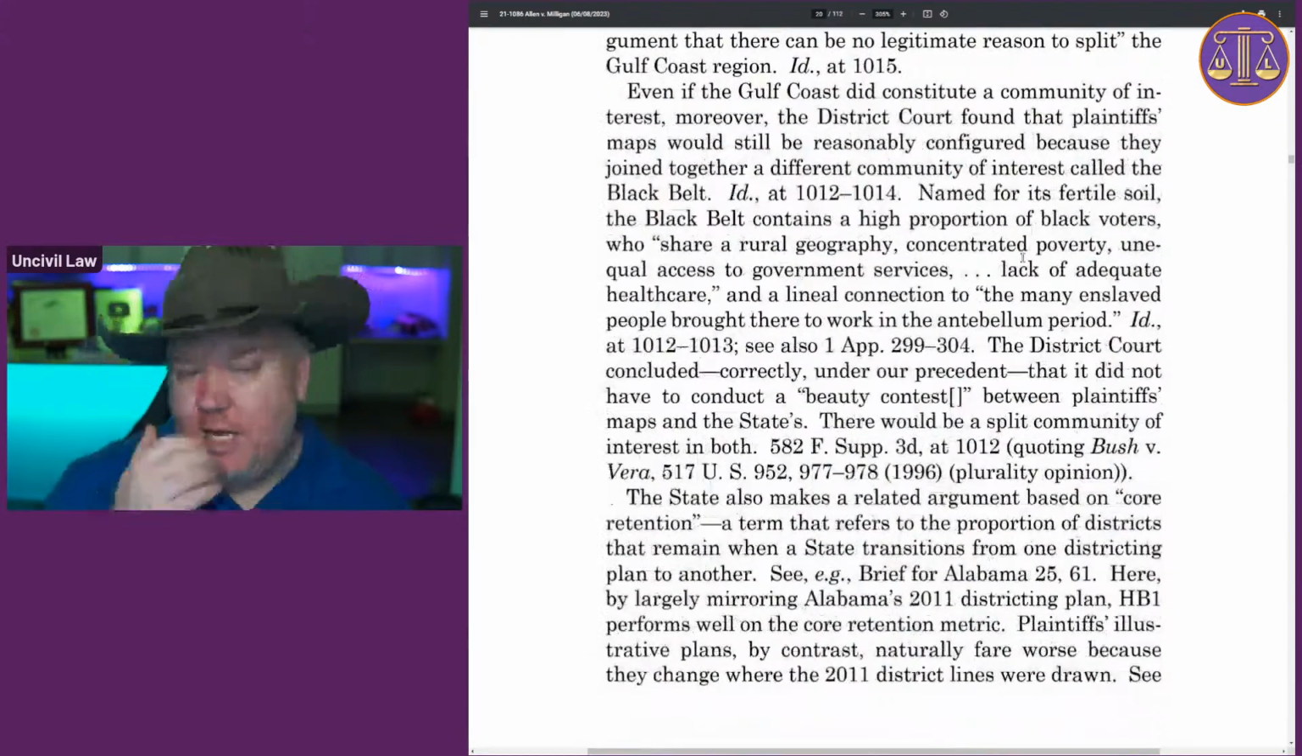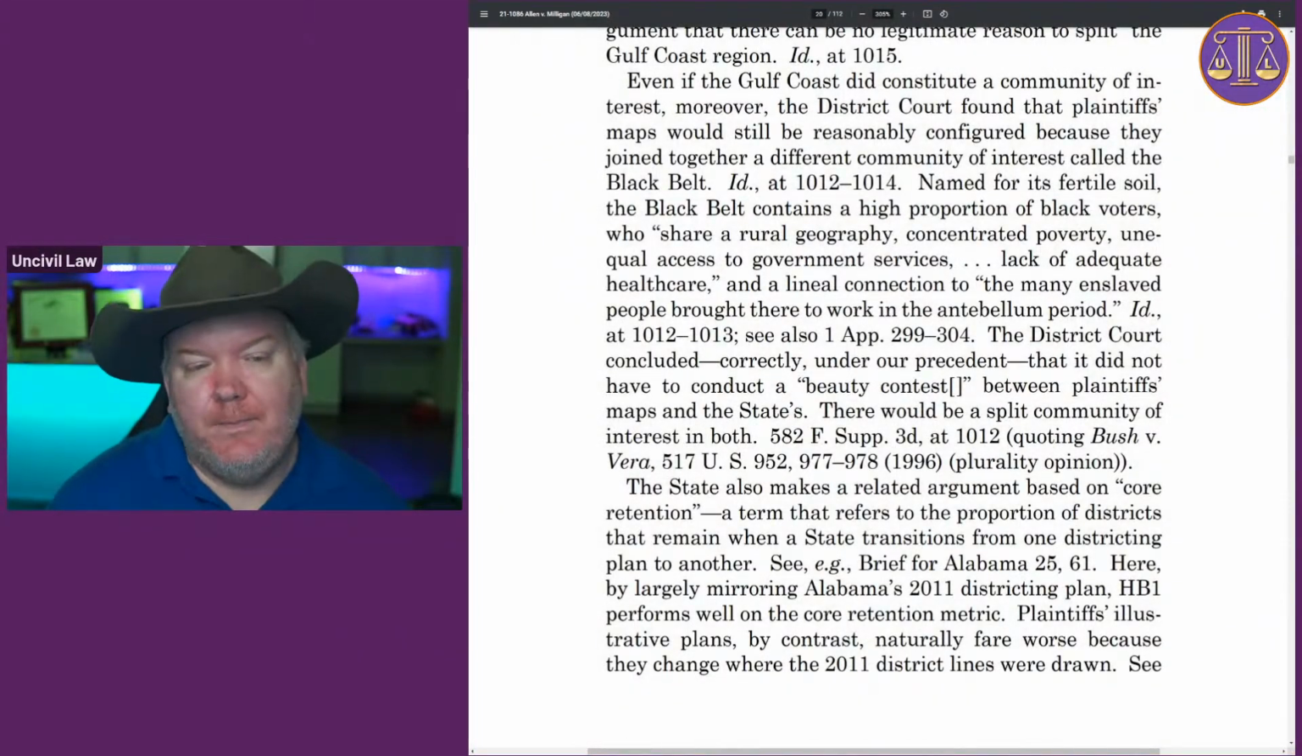Even if the Gulf Coast did constitute a community of interest, moreover, the district court found that plaintiff's maps would still be reasonably configured because they joined together a different community of interest called the Black Belt. Named for its fertile soil, the Black Belt contains a high proportion of black voters who share a rural geography, concentrated poverty, unequal access to government services, lack of adequate health care, and lineal connection to many enslaved people brought there to work in the antebellum period. The district court concluded correctly under our precedent that it did not have to conduct a beauty contest between the maps and the state's. There'd be a split community of interest in both.